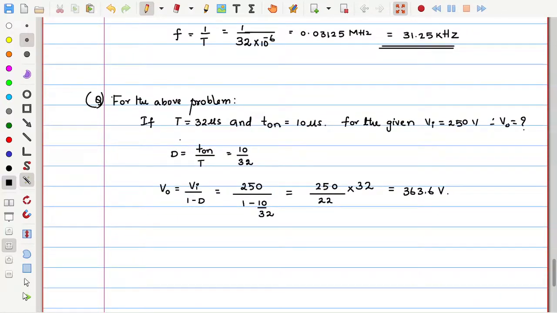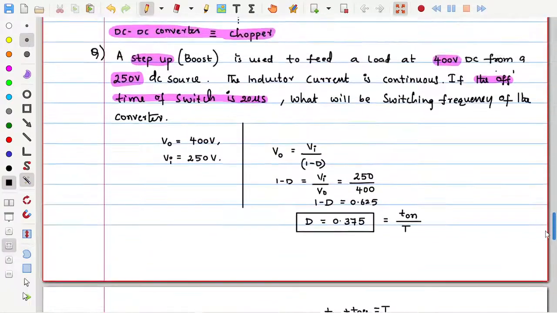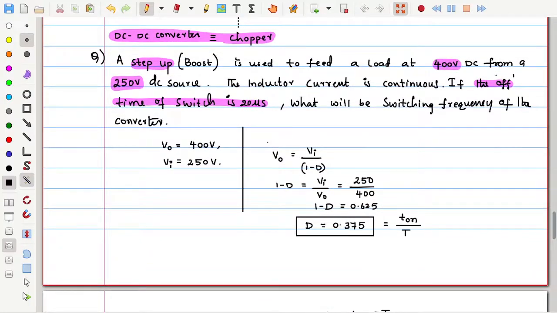That means if I reduce the on time, the output voltage will reduce. If this T on is 12, then you will get definitely this as 400 volts. Clear? So like that we can play among this relationship. You just need to have a better understanding of this relationship for the buck and boost converters. So based on that, problems will be framed.